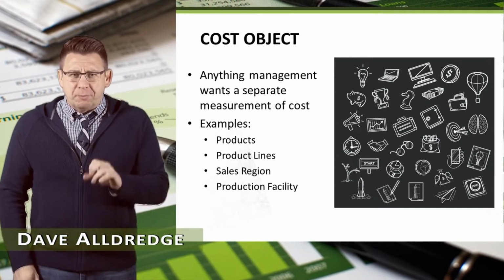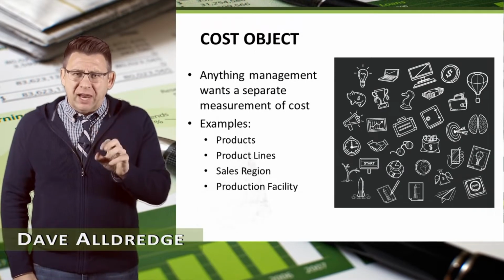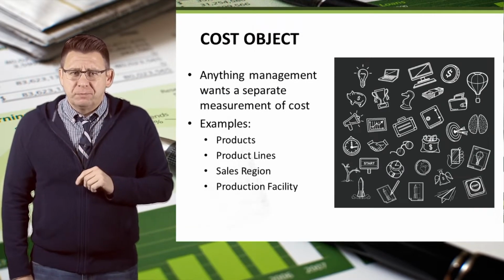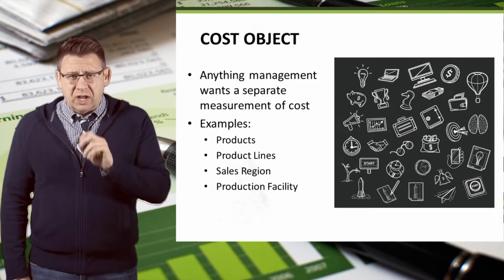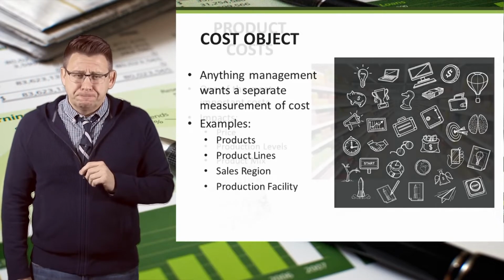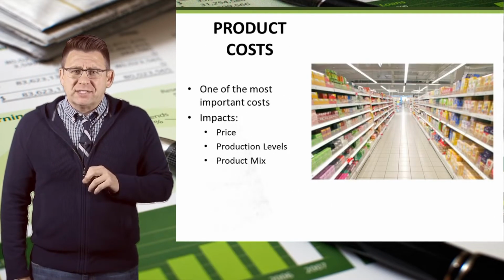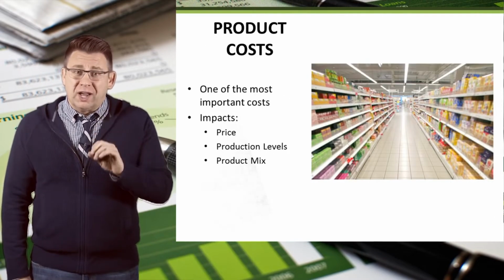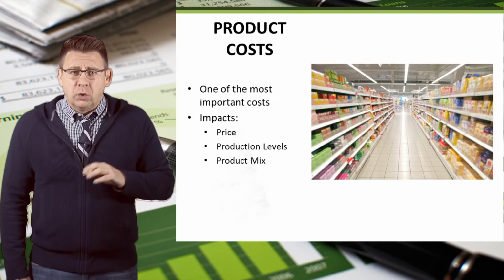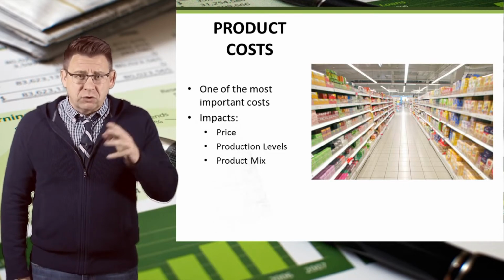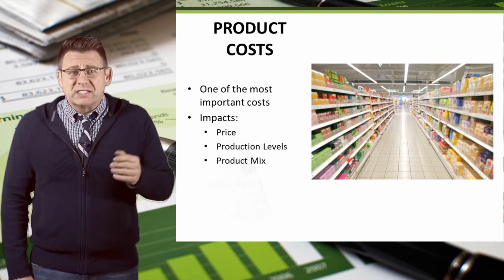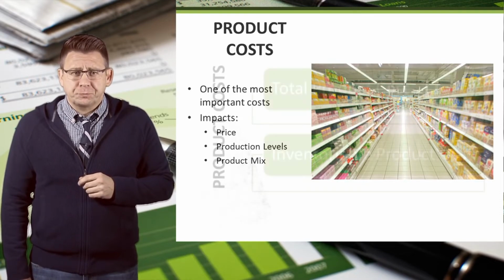A cost object is anything a manager might want to know the cost of. You can see some common examples on the slide, but the most common is the cost of a product. Product costs are one of the most important costs managers need to know. Knowing the cost of a product is a necessity to make sure that it's priced correctly, or if the company should increase or decrease production, or even discontinue the product altogether.